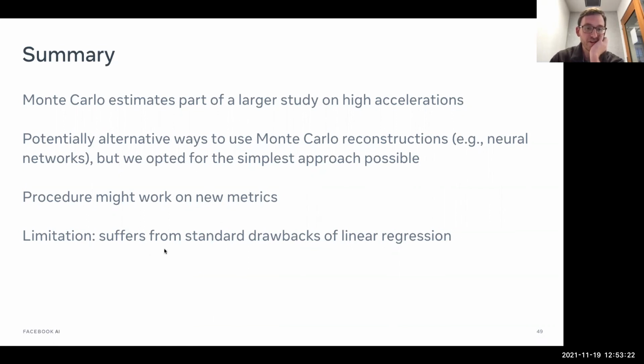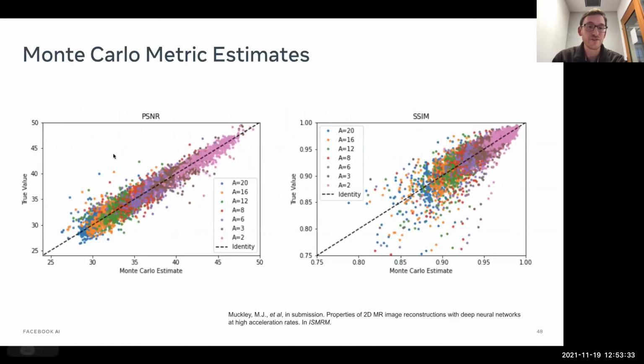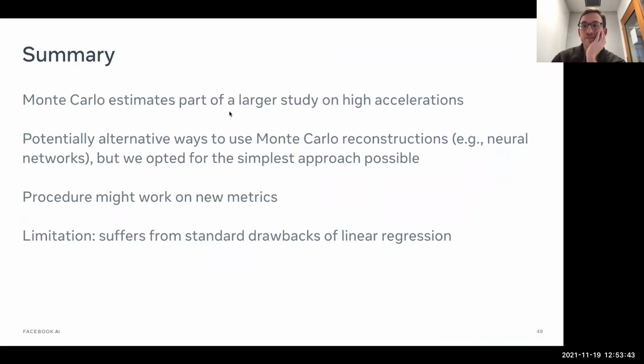The main limitation I'll mention is it suffers from the standard drawbacks of linear regression. So if you have outliers in your metrics, it goes all over the place. One example, an ugly wart I'll mention, is if you try this with mean squared error, it's a little bit more noisy, but you can calculate mean squared error based on PSNR. We found that to be a lot more robust than doing the whole procedure on raw mean squared error. And that's it for that.